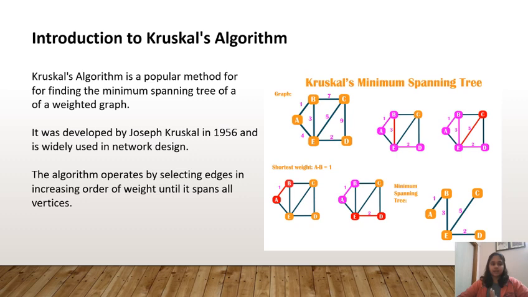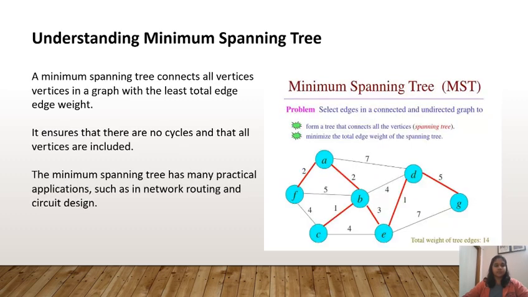Introduction to Kruskal's algorithm. Kruskal's algorithm is a popular method for finding the minimum spanning tree of a weighted graph. It was developed by Joseph Kruskal in 1956 and is widely used in network design. The algorithm operates by selecting edges in increasing order of weight until it spans all vertices. In this slide, I have explained what Kruskal's is, why it is used, who developed it and in which year. So let's go to the next.